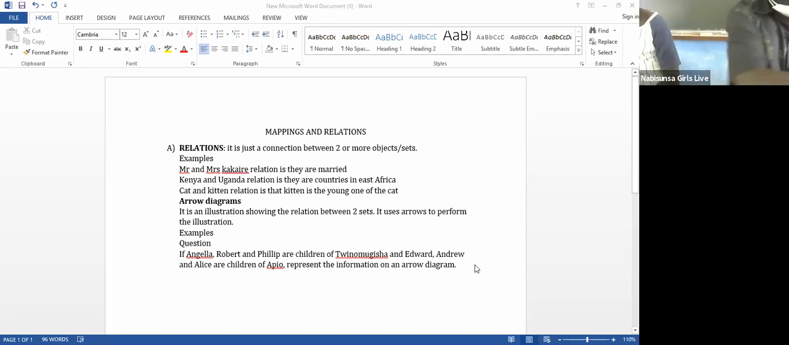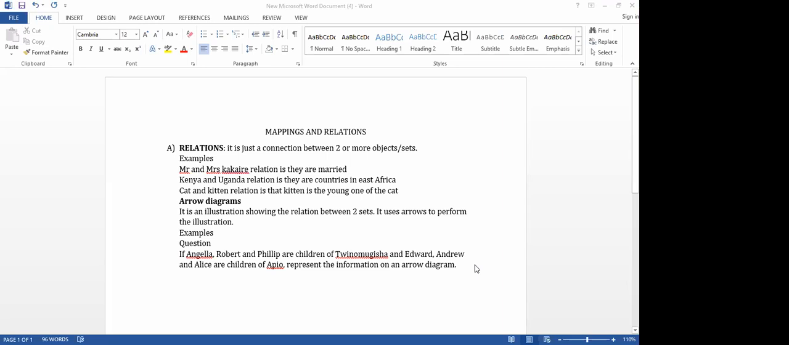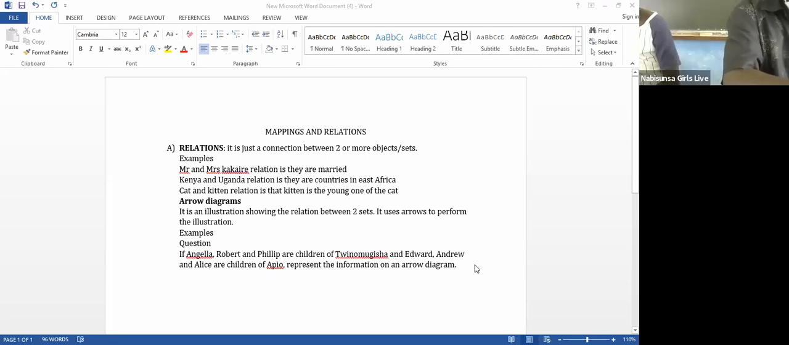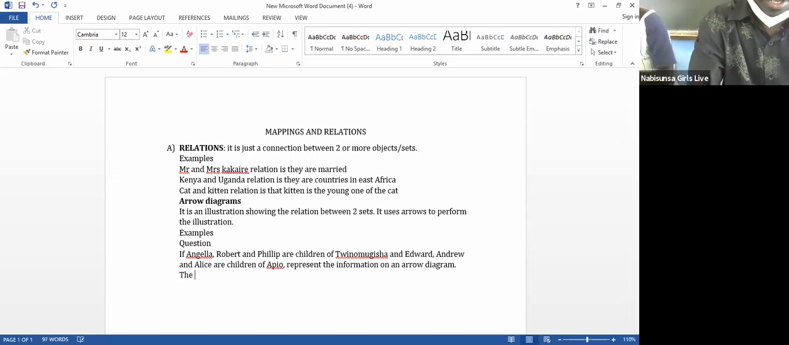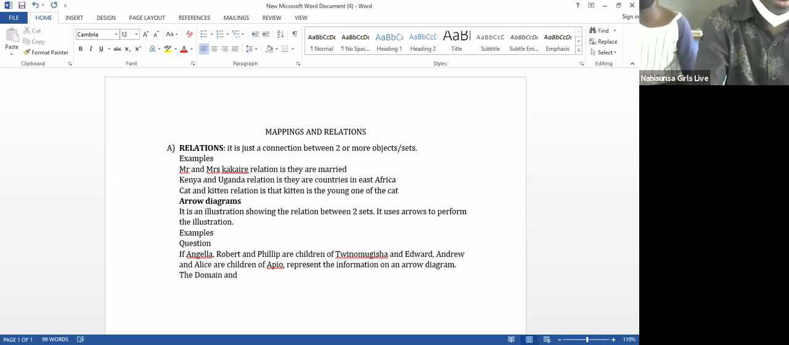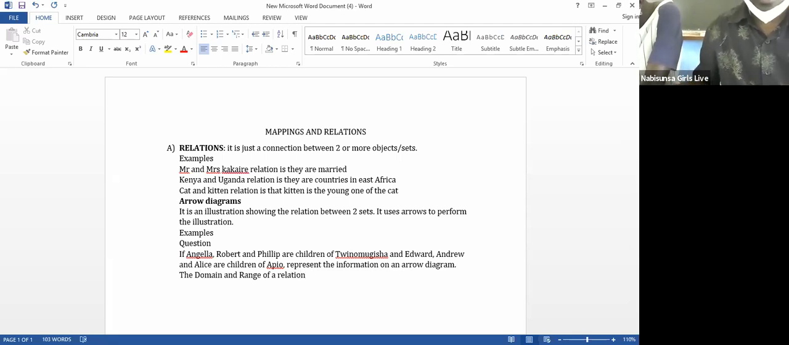I hope people are fine for now. I won't take you a lot through arrow diagrams. At least now you have an idea of how we draw an arrow diagram. Now, somebody talked about domain. I want to take you through that step. The domain and the range of a relation. That is our next heading, girls.